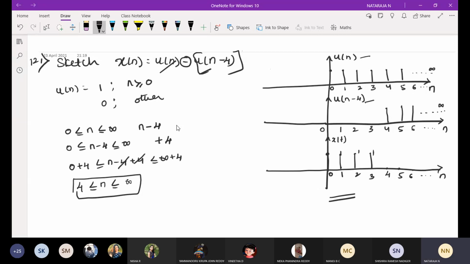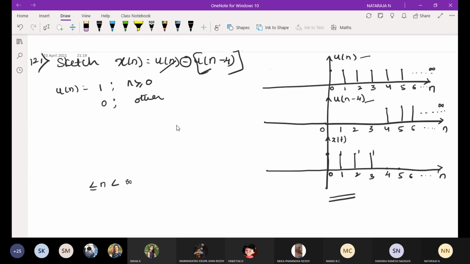Shall I rub this one on the left side? Yes, sir. Okay. I will use one shortcut method. You see once. In class, we'll discuss problems based on that only.